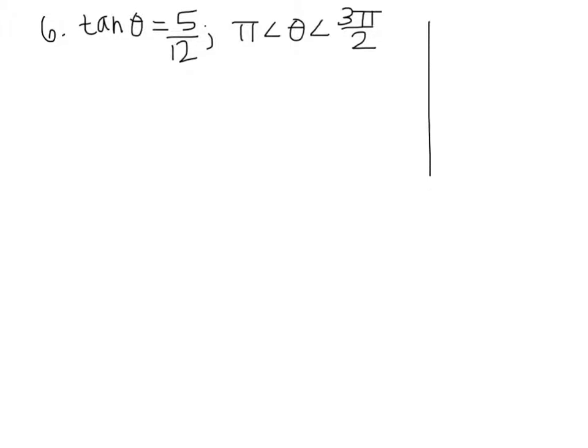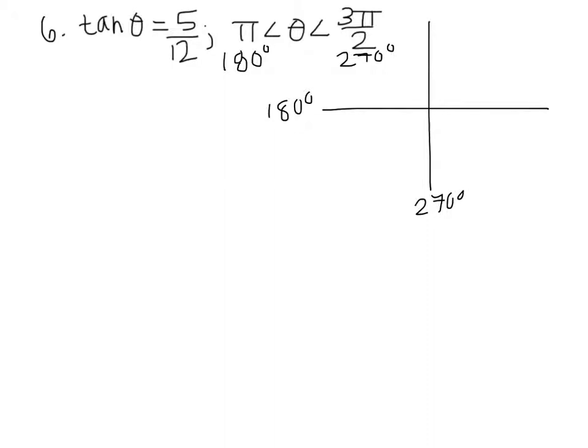Let's start out by drawing our coordinate plane. We want to think about where our theta lives. So this is saying pi to 3 pi over 2, but let's go ahead and just think about this in degrees because it can often be a little simpler. So we know that our theta is living in quadrant 3, so we're between 180 and 270 degrees. I'm going to give myself a triangle here and a theta.